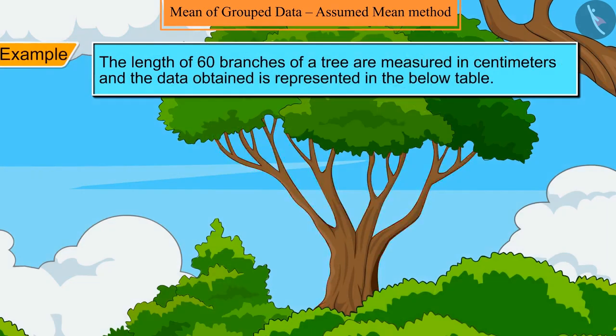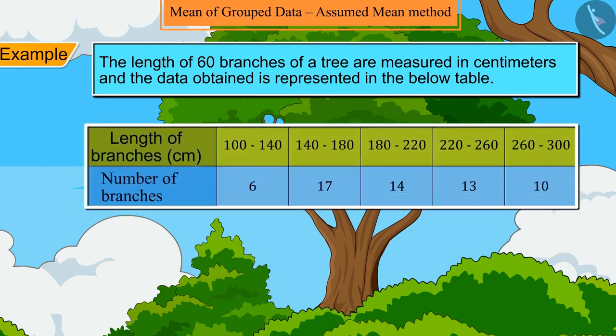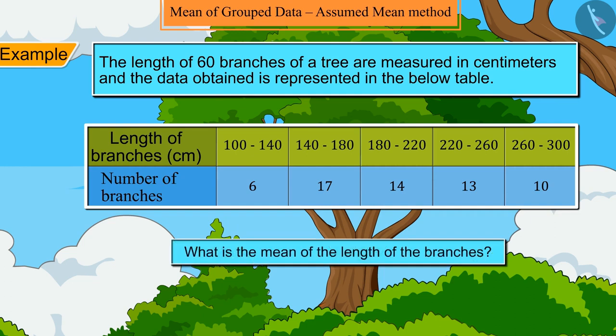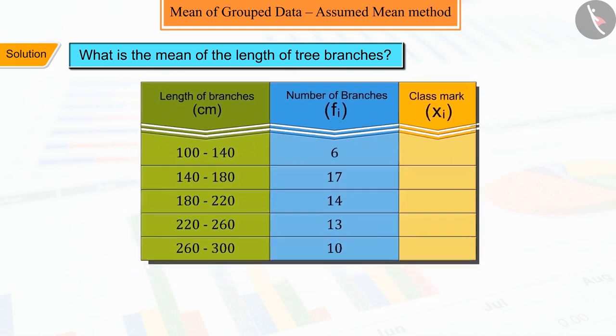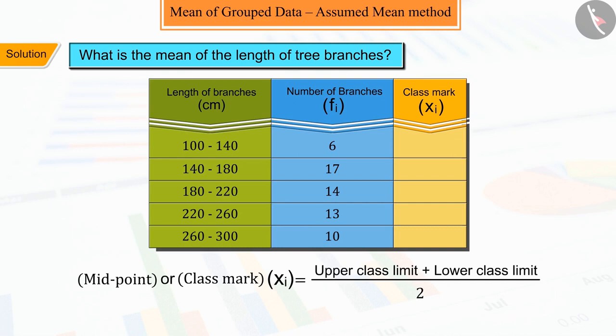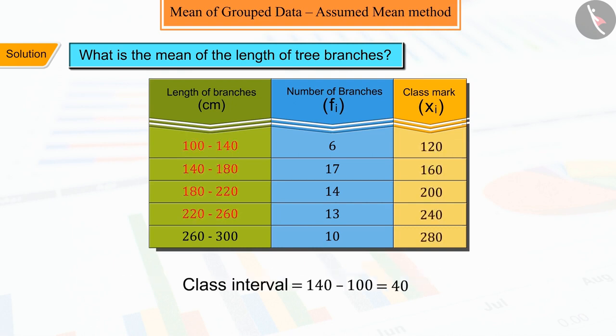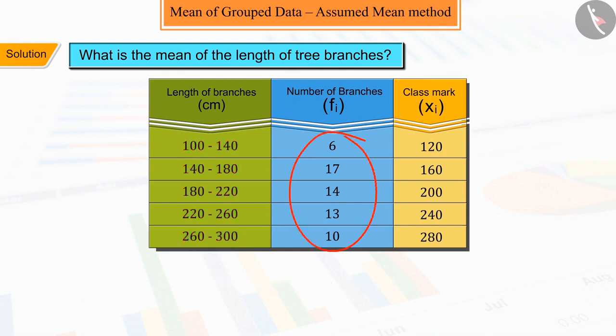The lengths of 60 branches of a tree are measured in centimeters, and the data obtained is represented in the below table. Then, what is the mean of the lengths of the branches? Come, let's see. From the given table, for each class interval, first we will find the class mark, that is the midpoint xi, for which we will use the class mark formula, where the class size is 40. Here the number of branches represents the frequency of each class interval, that is fi.